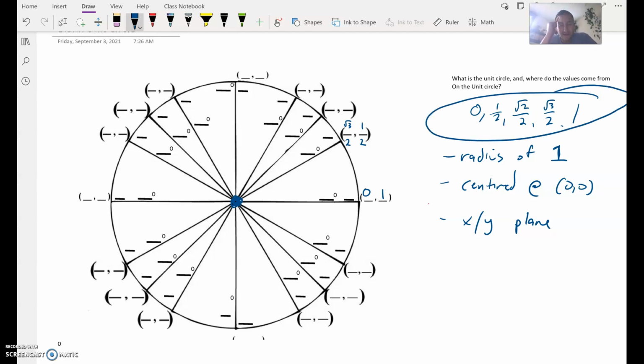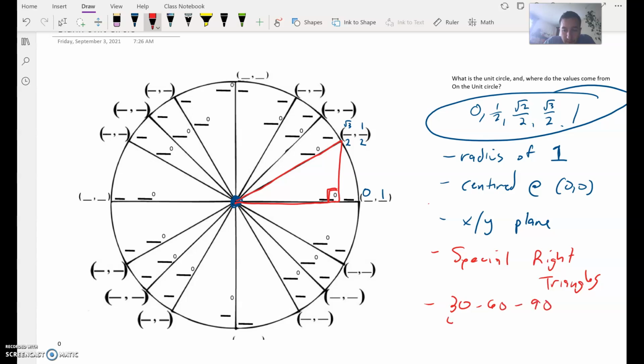And the key concept that I need you to take away and be able to express verbally is that it comes from the relationship between the special right triangles that we've talked about a lot. Okay? What are the special right triangles? Special right triangles are triangles that are either 30, 60, 90 or 45, 45, 90. Those are the two special right triangles. 30, 60 can be flip-flopped to 60, 30, but you get the idea.